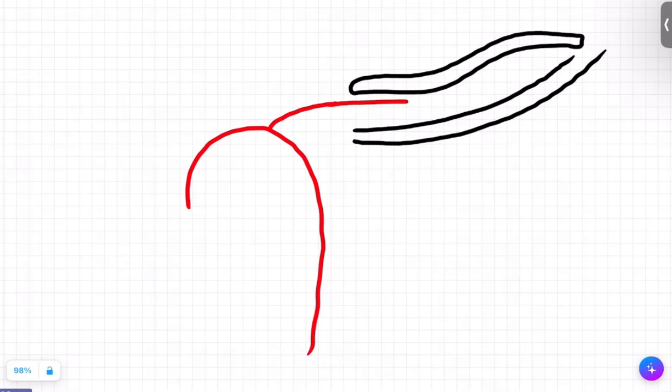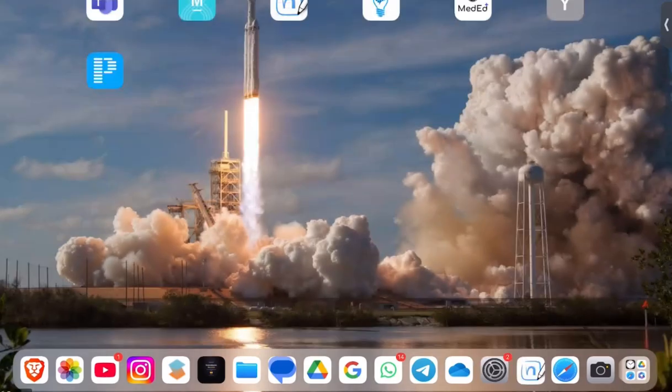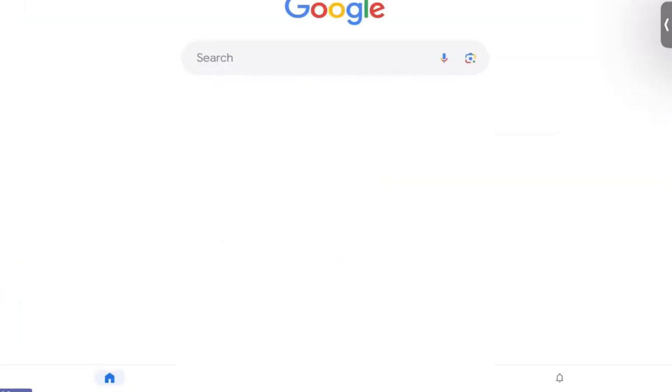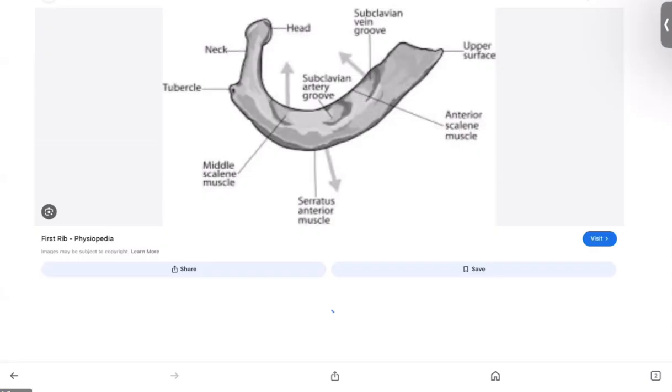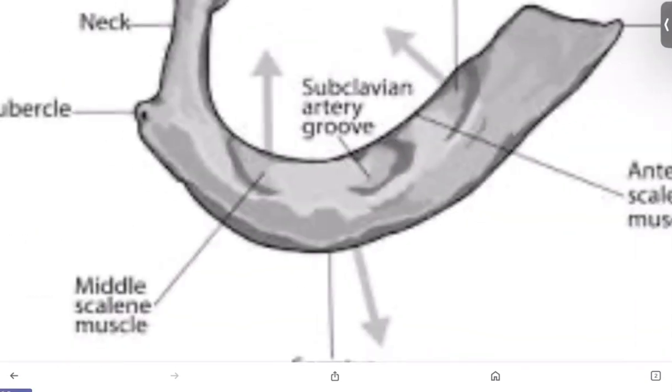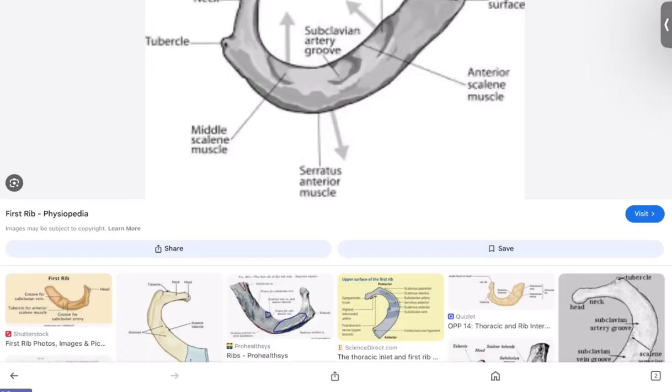This is the reason why you can see the sulcus for the subclavian artery on the inferior surface of the clavicle and the sulcus for the subclavian artery on the superior surface of the first rib. For example, if I want to show you here, let's just open Google. First rib, superior view. Can you see there is something called the subclavian groove? That groove is there specifically because the subclavian artery passes through there.